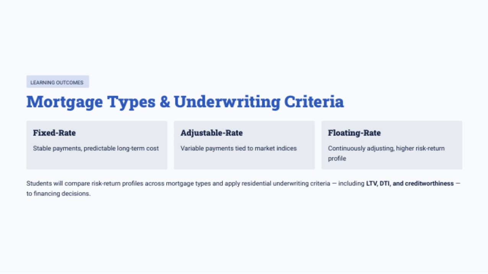Throughout this process, students will learn to continuously adjust their analysis, considering how higher risk-return profiles might influence lending decisions. This approach helps ensure that underwriting aligns with the borrower's financial situation and risk appetite, ultimately promoting responsible lending and borrowing. Remember, understanding these differences is key to making informed, strategic financing choices within the broader context of mortgage lending.